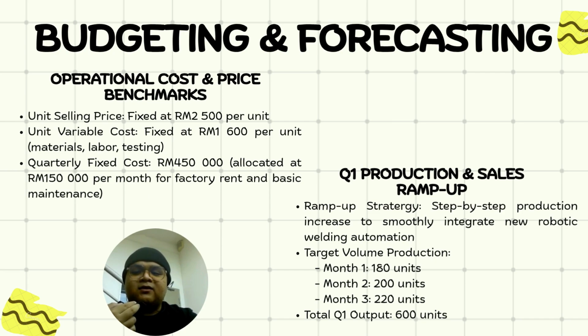Because of this, you'll see our target volume steadily scale up month over month. Month 1, we aim for 180 units. Month 2, we scale up to 200 units. And month 3, we reach 220 units. This brings our total Q1 output target to 600 units.